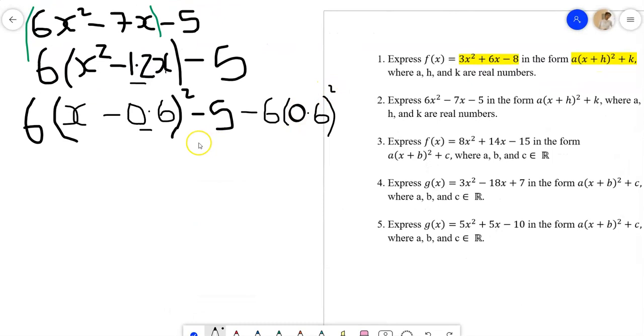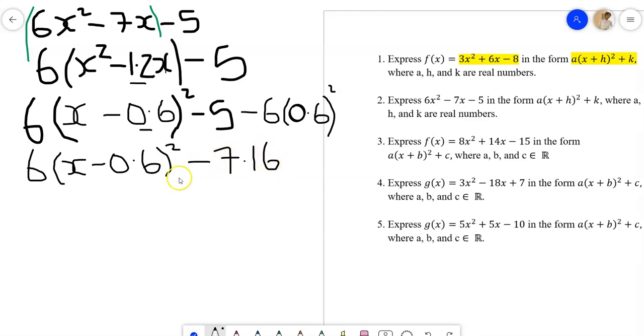And then we put all of this right side into our calculator and simplify and write our final answer. So let's get to our calculator. And when we put this in our calculator, we get negative 7.16. So our final answer would be 6, open bracket, x minus 0.6 squared minus 7.16. So a would be 6, h would be negative 0.6, and k would be negative 7.16.